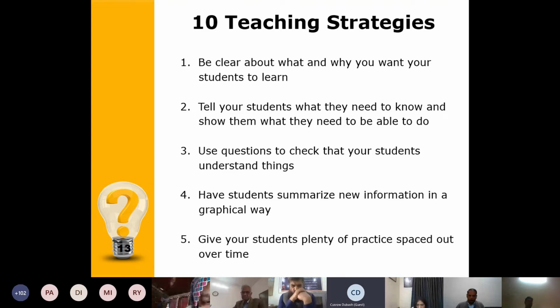Four. Have students summarize new information in a graphical way, in a different way. बाज़ वक्त, when I finish a topic, I tell students, okay, what have you learned? अब टॉपिक नहीं समराइज करनी, मैंने पूछा है what have you learned? आपने इस टॉपिक के बारे में सीखा क्या है? अमूमन, before I start a topic, I will ask students before, okay, please list what you already know about this. So let's say I'm doing the animal cell in biology.